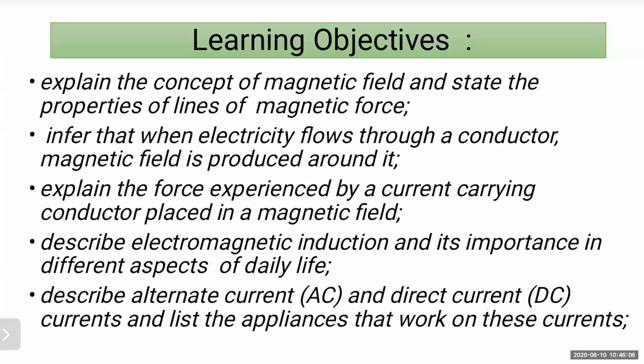Okay. And fourth point is describe the electromagnetic induction and its importance in different aspects of our daily life. Next one is describe alternating current and direct current, and list the appliances that work on this current. So these are the objectives we have to learn in this chapter, that is magnetic effects of electric current.